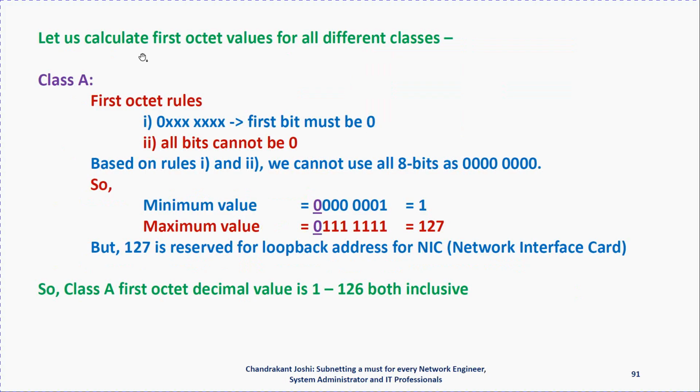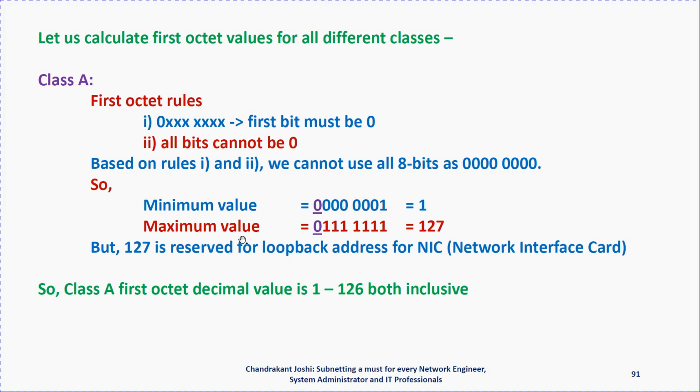Okay, now let us do the calculations for the range of class A first octet values. To find the range we need to have a minimum value and a maximum value. The rule says that the first bit must be 0 and all bits cannot be 0. So to get the minimum I have to turn the last bit to 1, because the last bit has a decimal value of 1 and the second last bit from the right side has a decimal value of 2. So 1 is the minimum value. This is the new binary value. When we convert this binary into decimal, it becomes decimal 1.